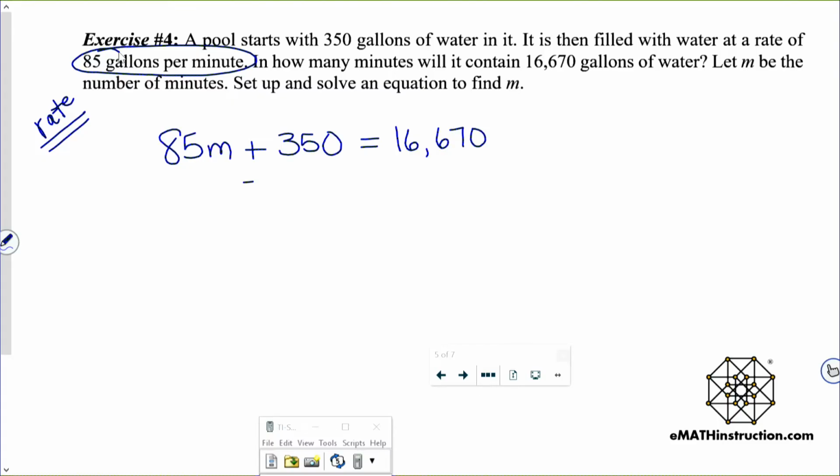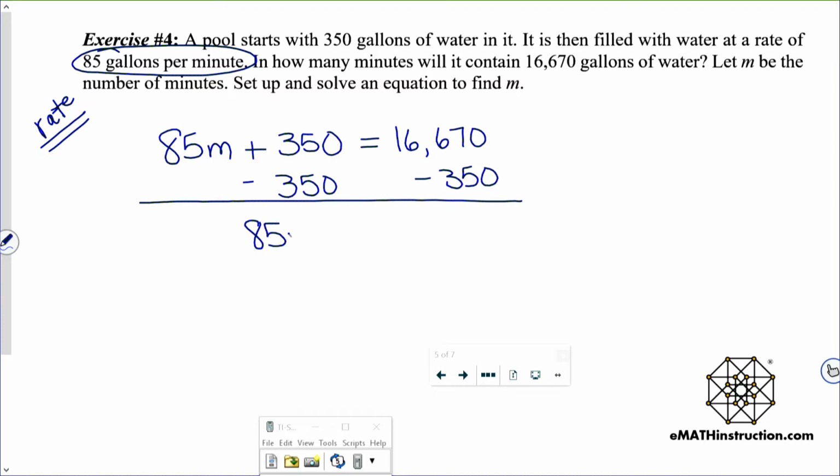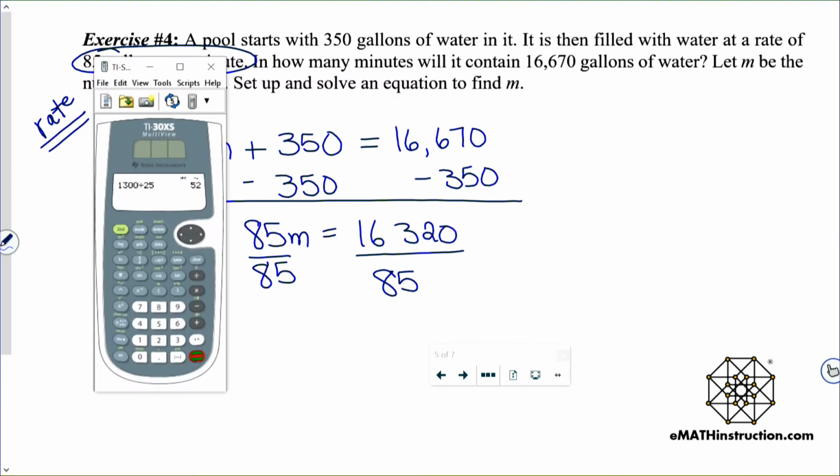And now let's go ahead and solve it, right? So, some bigger numbers here, but still relatively easy, right? So subtract off 350 from both sides. Again, if this is something that you feel comfortable doing without a calculator, great. That's pretty easy. Now, the division by 85, that's where I'm going to want my calculator at least. So let me bring that thing back up, clear out our previous calculation. We're going to have 16,320 divided by 85. And it looks like it will take 192 minutes.